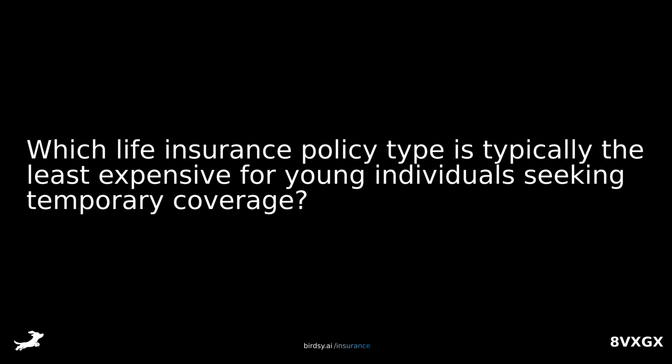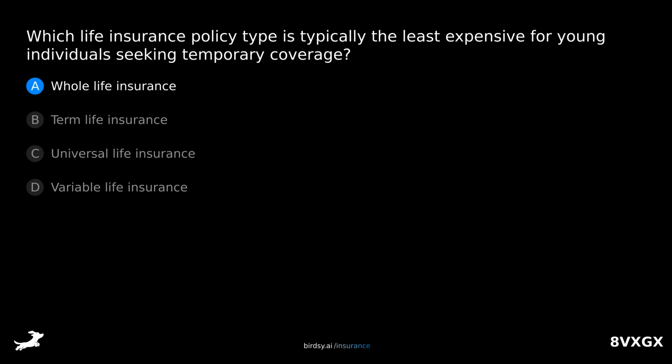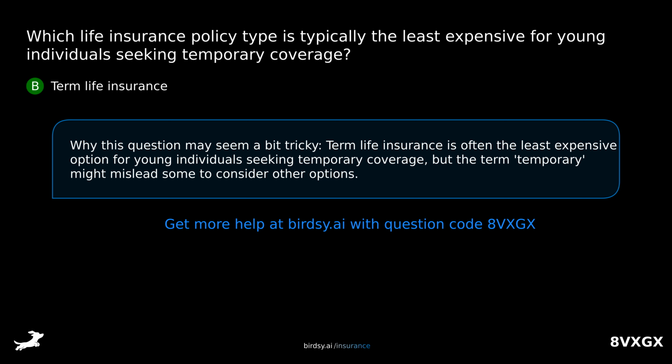Which life insurance policy type is typically the least expensive for young individuals seeking temporary coverage? Is it A, whole life insurance, B, term life insurance, C, universal life insurance, or D, variable life insurance? The answer is B, term life insurance. Why this question may seem a bit tricky: term life insurance is often the least expensive option for young individuals seeking temporary coverage, but the term temporary might mislead some to consider other options.